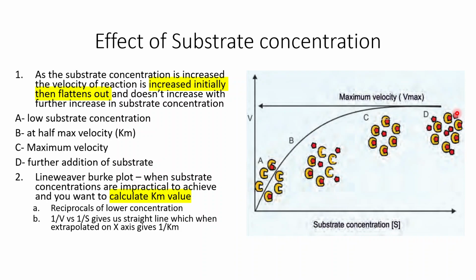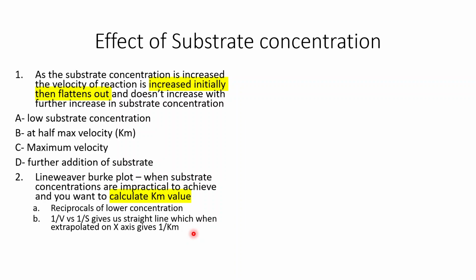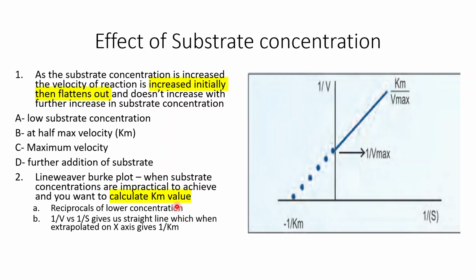Similarly, we have the Lineweaver-Burk plot, and the purpose of this plot is to find out the Km value. When is this plot used? It is used when the substrate concentration required is so high that it is not practical to achieve that concentration in order to calculate the Km value. Then we use this plot, where we use reciprocals of the concentrations, and this is used to calculate the Vmax and the Michaelis-Menten constant. So this is known as the Lineweaver-Burk plot.